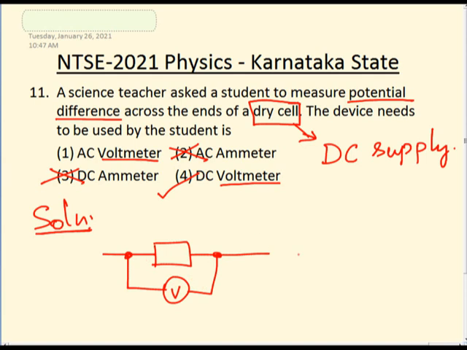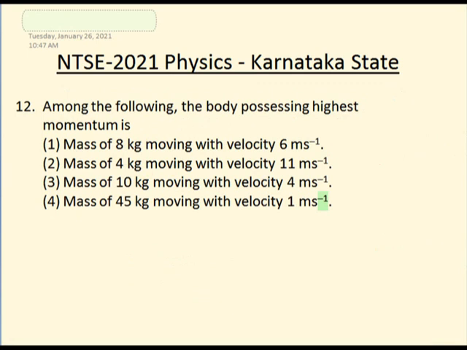And if you want to measure current through a circuit, let's say this is a circuit, then you have to connect an ammeter in series with the component, or if you have to find out the current flowing through an arm, then you have to connect it in series. The ammeter is always connected in series, the voltmeter always connected in parallel to any component where you have to find out the potential difference. Okay, so next is question number 12.